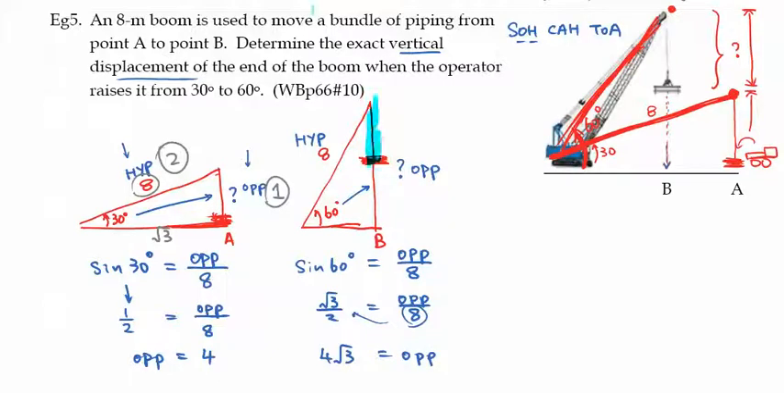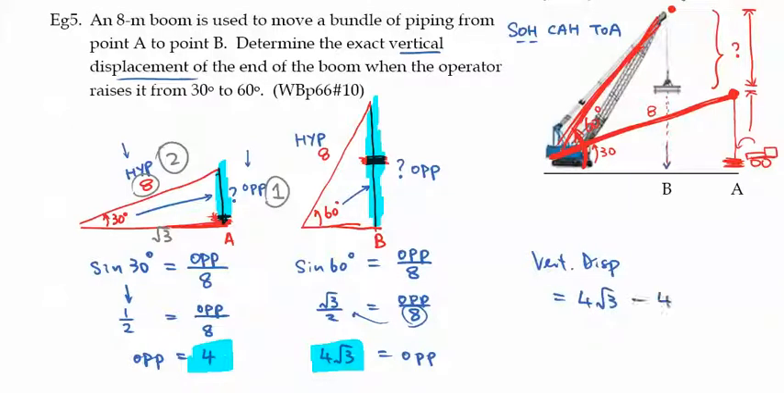And seeing how this line is longer than that one, if I want to find the difference between the two lines, I would subtract the two of them. So the vertical displacement in this case would then be 4 root 3 minus 4.